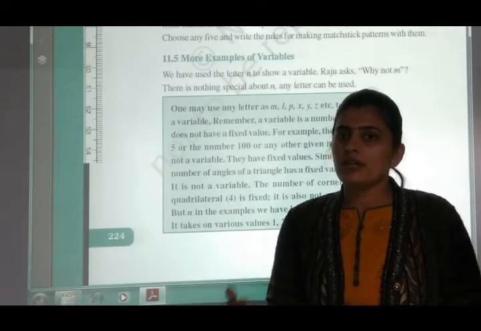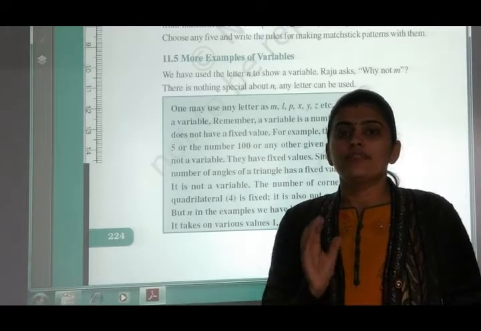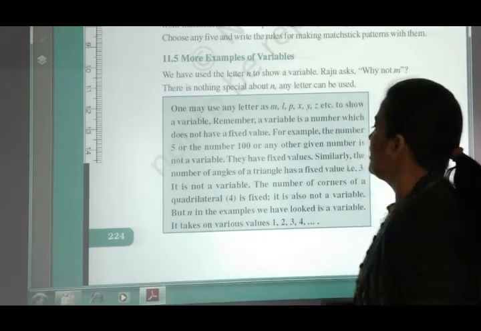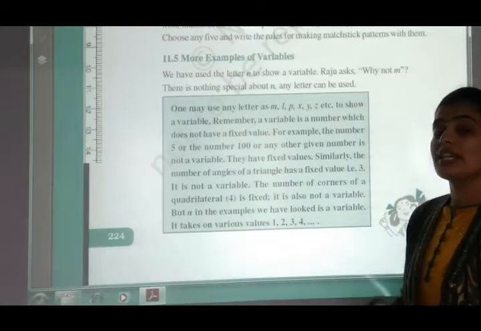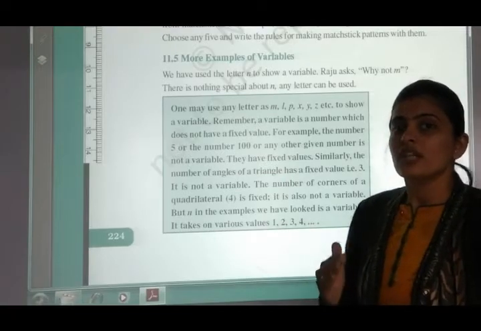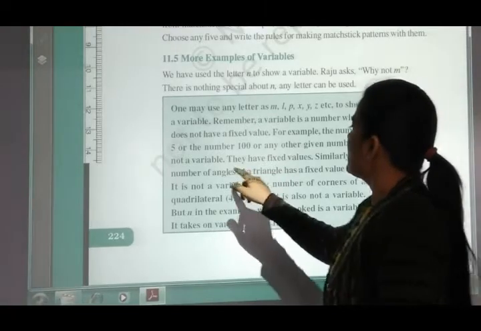So if there is a fixed number, that is 5, 6, 8, 10, 100, 1000, all these are numbers. We have studied about the numbers. They have a fixed value. That 5 means 5 only. So all these are fixed, and so they are called numbers. But if the value is not fixed, then they are variables.